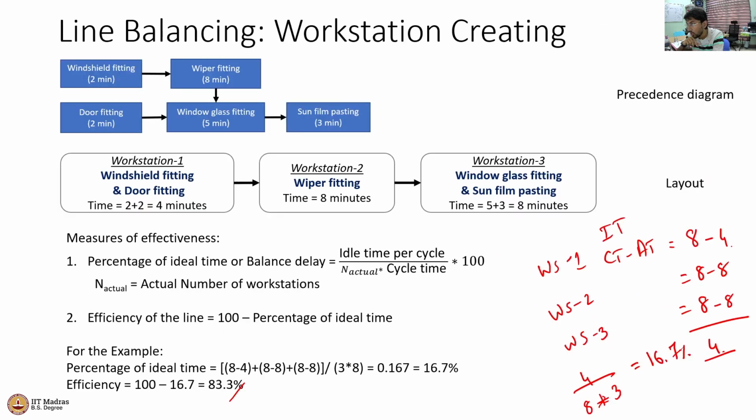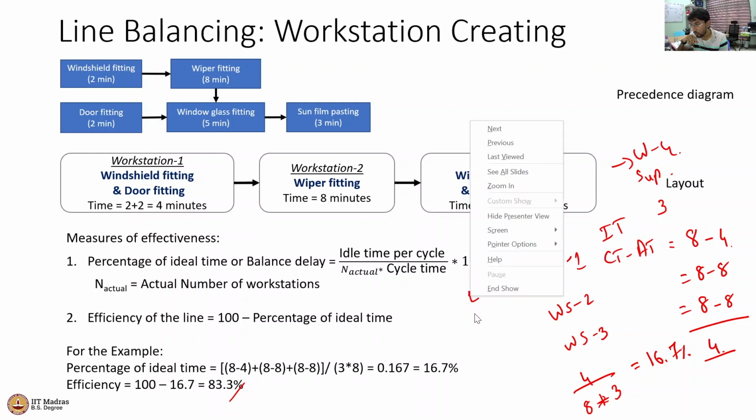Why? Because as I increase the number of workstations, let's say I put a fourth workstation and do sun film pasting in that, then what will happen? The third workstation will have an activity time of 5 and the fourth workstation will have an activity time of 3. So my total will now become 4.